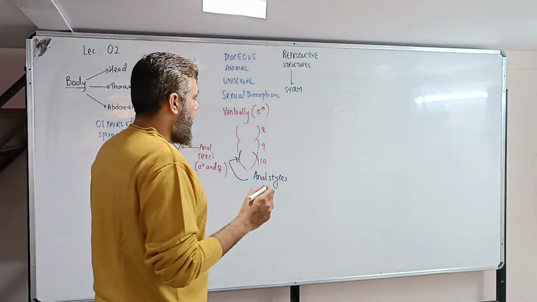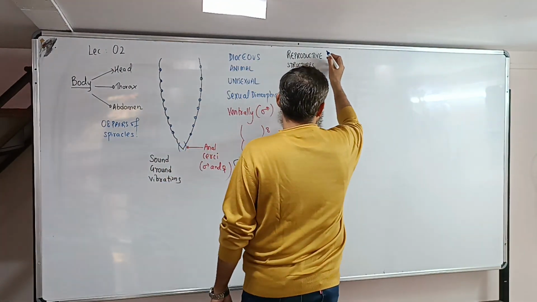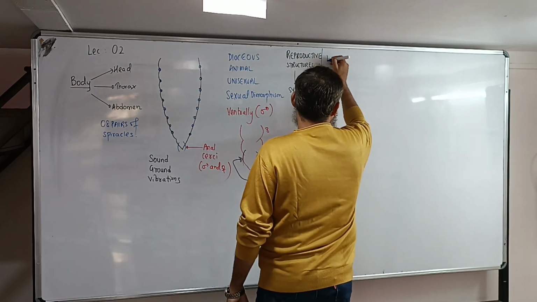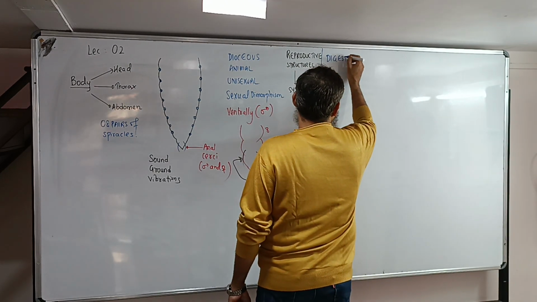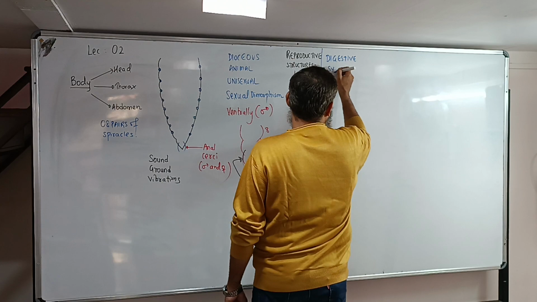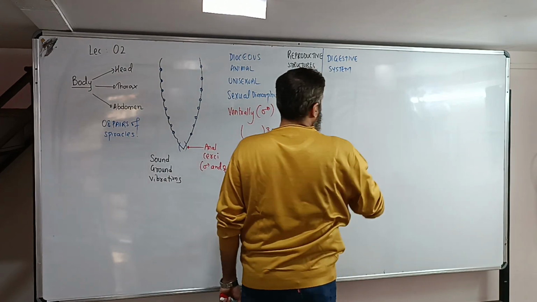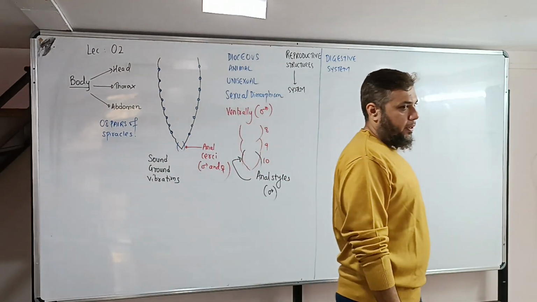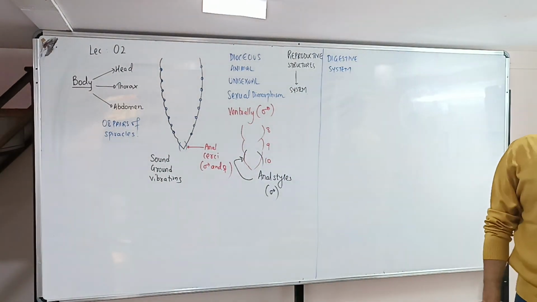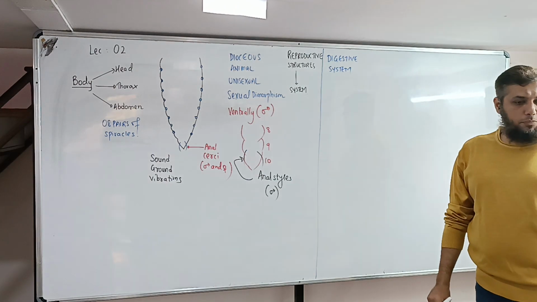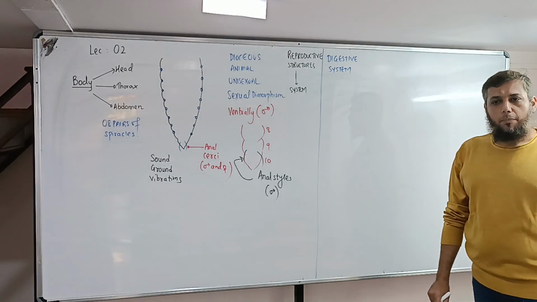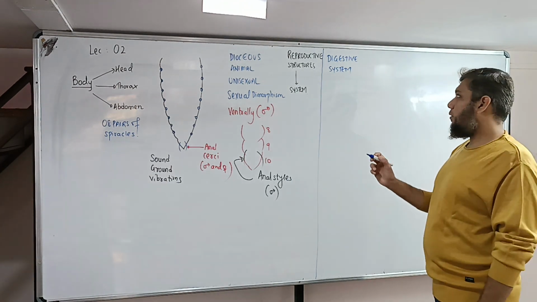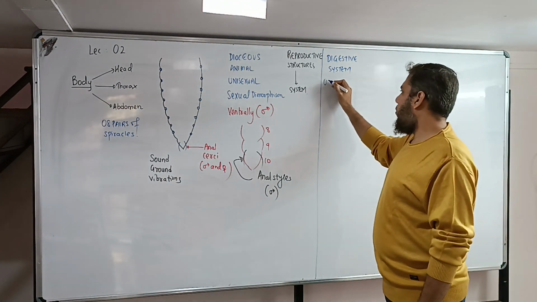Now we'll start a discussion on the digestive system. Okay, which system I'm talking about? Digestive system. Okay, you there with me, everybody? Cockroach is an omnivore.